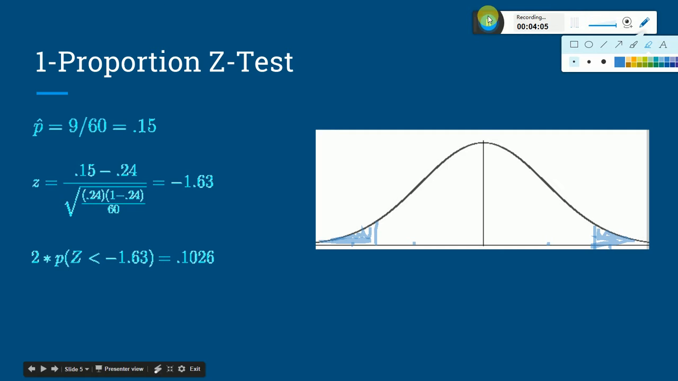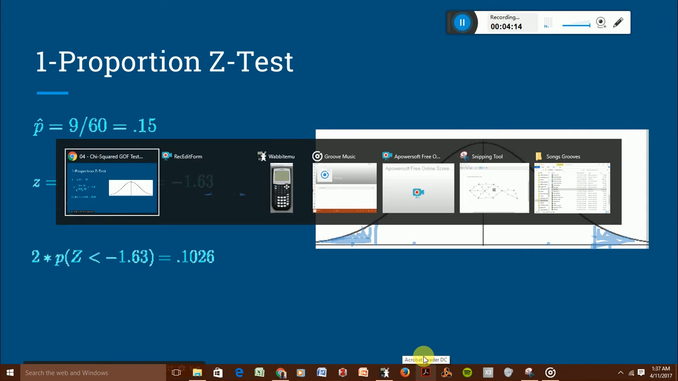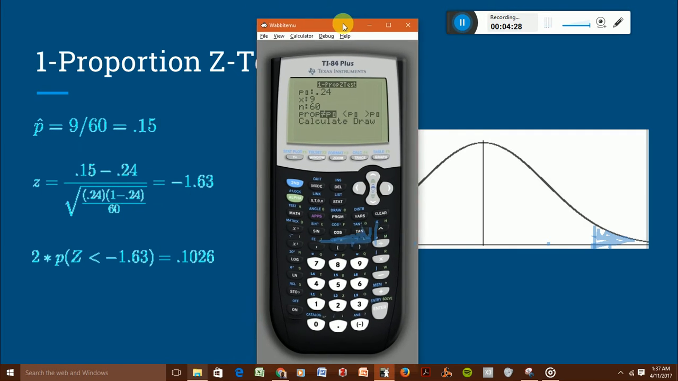And again, just to justify that, believe it or not, this is my second take doing this video. So I did this once before, but you just have to take my word for it. So what I want to do is we want to go and look at a stat test, one proportion z-test. And we can simply input the information that's needed.